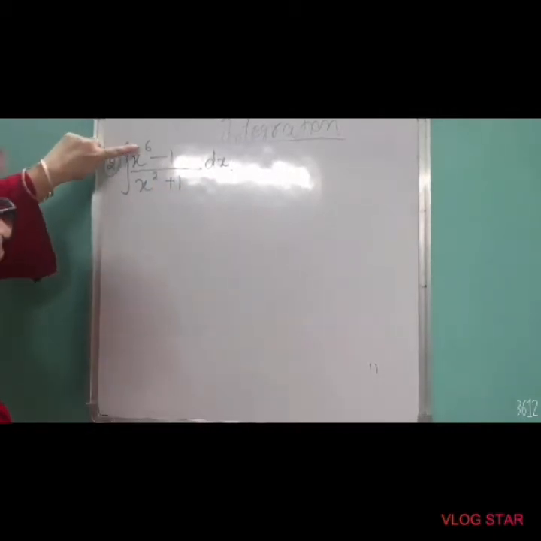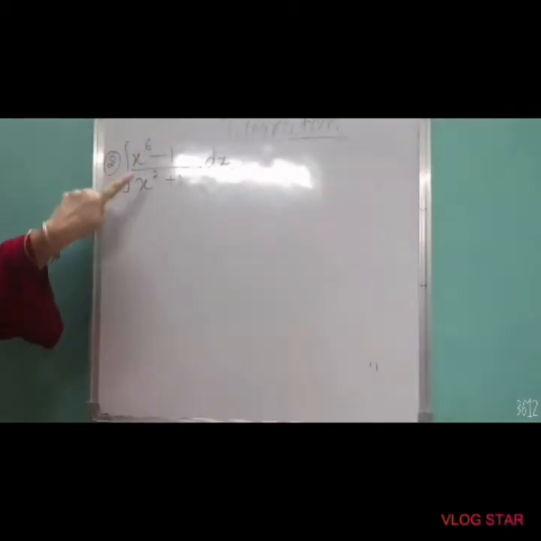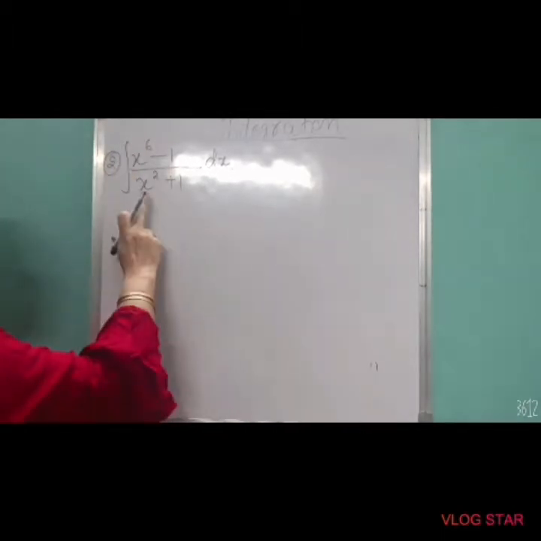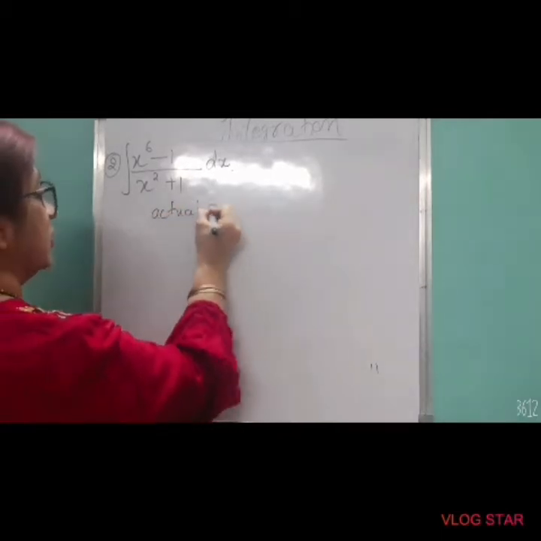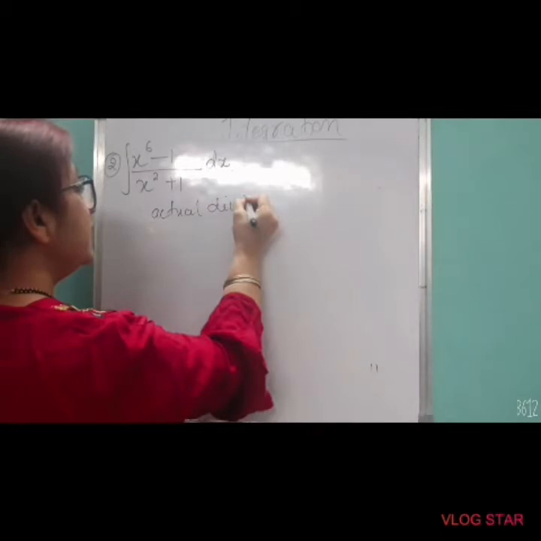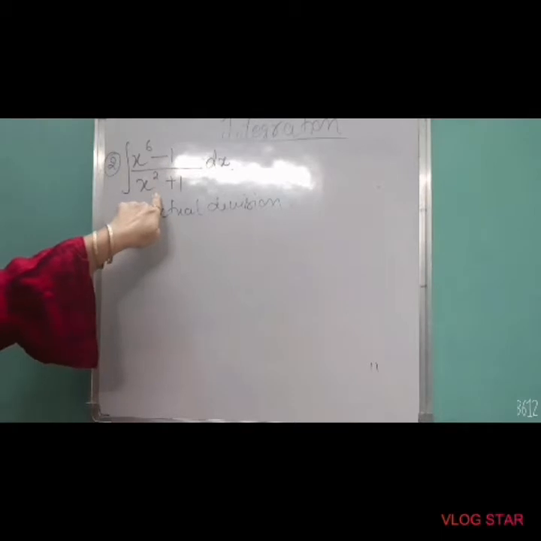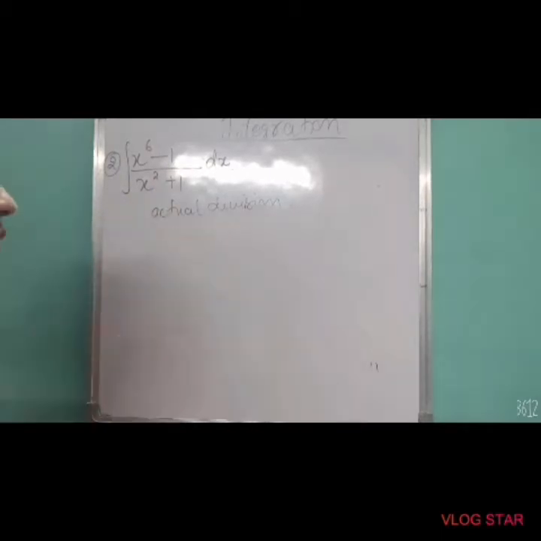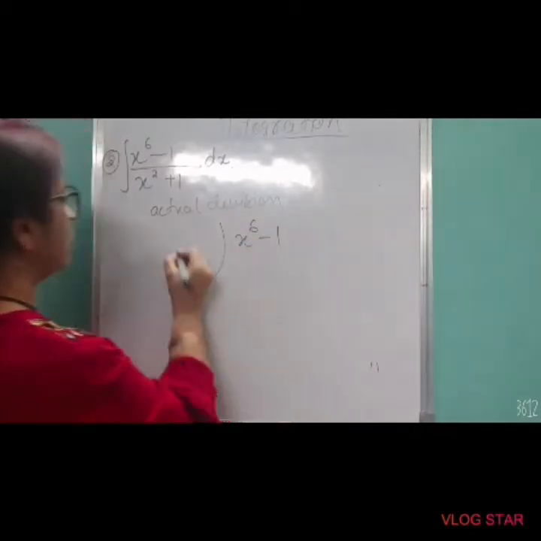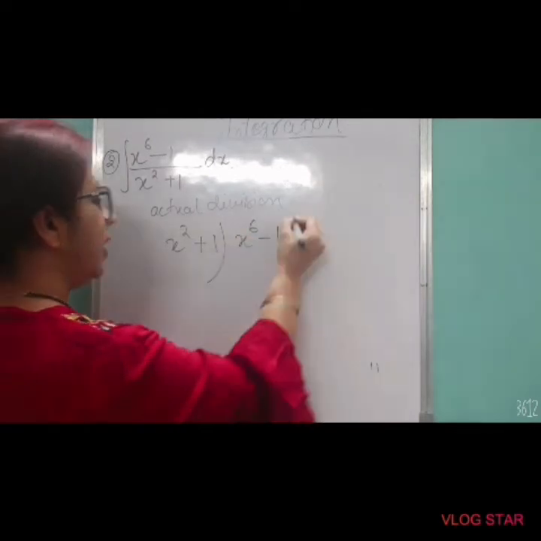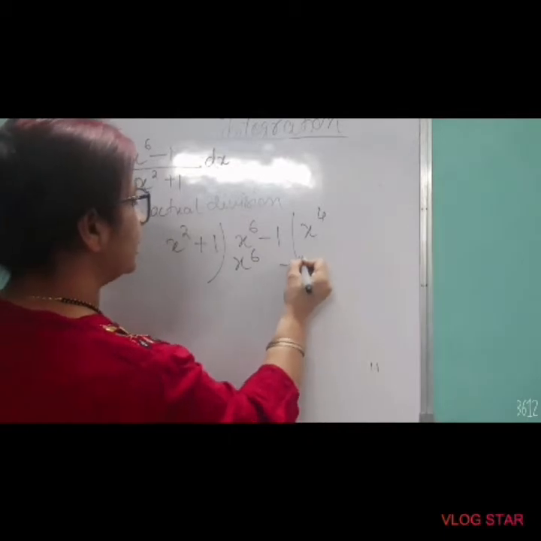See here, the numerator's power is greater than the denominator. This is the most important fact. If the numerator's power is greater than the denominator, we do actual division first. Please write it down. Actual division means like this: x⁶ − 1 divided by x² + 1. Everybody knows. Now I will multiply with x⁴. It becomes like this. Sorry, plus.